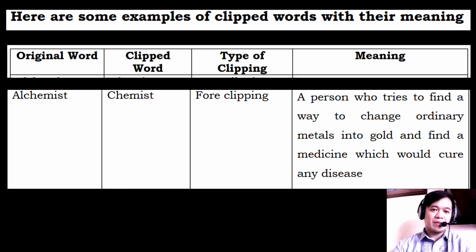And here are some examples of clipped words with their meaning. We have the original word, the clipped word, type of clipping, and the meaning. First example, we have the alchemist. When it comes to the clipped word, alchemist becomes chemist. Type of clipping, it's fore clipping. And for the meaning, a person who tries to find a way to change ordinary metals into gold and find a medicine which would cure any disease.